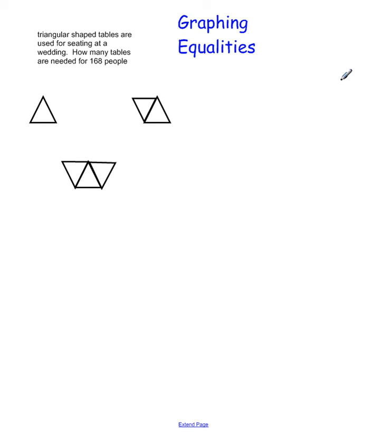In this lesson, we will learn how to build a t-table and use a t-table to help us find an equation of a given situation. So let's consider the situation of tables at a wedding. Suppose the tables are triangular like we see here.